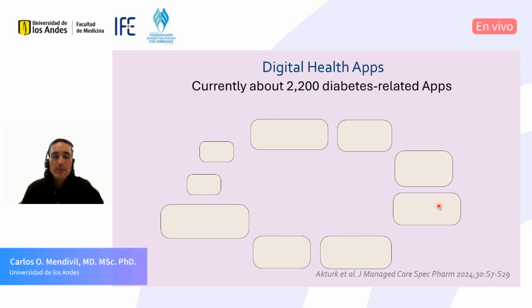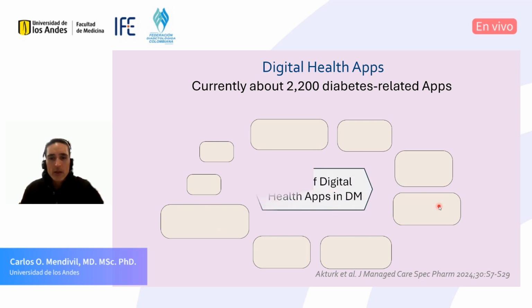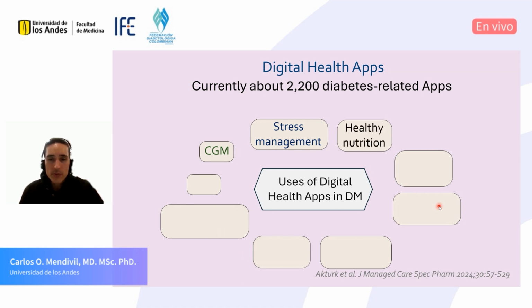So digital health apps, if you look them up in the field of diabetes, you will find more than 2,000 diabetes-related apps in one way or another, but very few one-stop shop solutions. The uses of digital apps for diabetes include CGM, checking your CGM data or taking action based on that, stress management, and more apps offer that kind of service. Healthy nutrition, either just as information or coaching, and in some cases you can input actual data. Virtual coaching on general aspects of the disease.